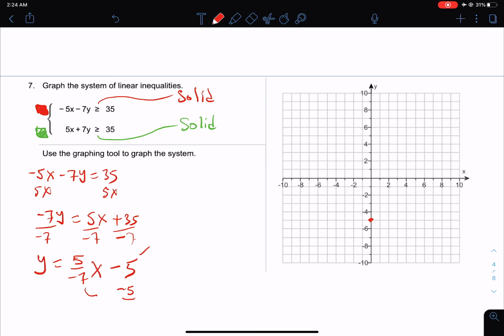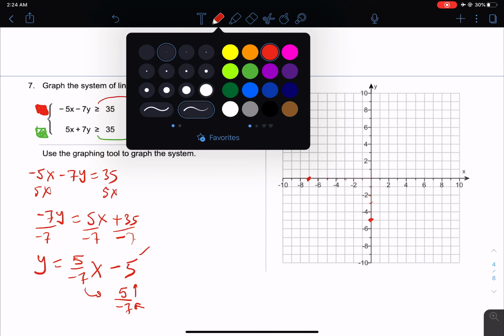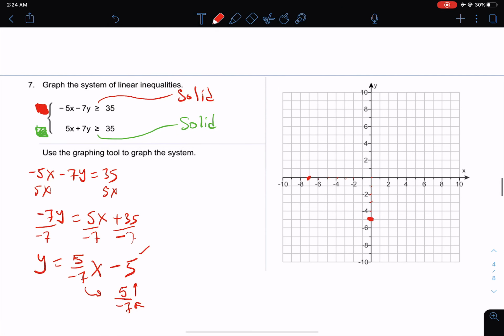that original one works just fine, because what is that saying? Let me just write it out here. 5 over negative 7 is saying go up 5 and left 7, and that's still on my graph. Go up 1, 2, 3, 4, 5, left 1, 2, 3, 4, 5, 6, 7, and there it is. Now we said this is going to be solid, so I don't have to go back and mess around with that. And so here we go. This goes like this. Went a little long. And here.